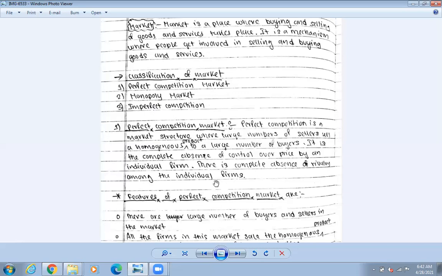Okay, so this is all about for today. Okay, so we have learned 2 topics, that is the monopoly and the perfect competition market. Okay, so tomorrow we are going to learn the total revenue, so total, average and the marginal revenues.